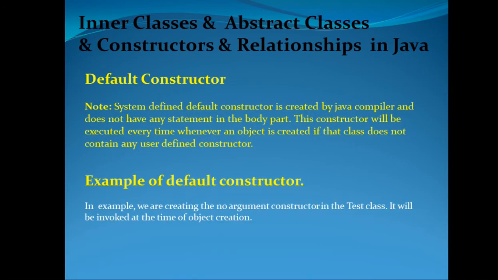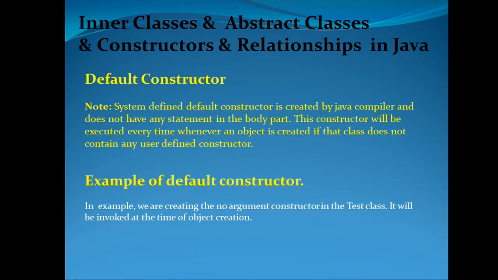Always note that the system-defined default constructor is created by the Java compiler and does not have any statement in the body part. This constructor will be executed every time an object is created, if that class does not contain any user-defined constructor. So in the example of a default constructor, we are creating a no-argument constructor in the Test class. It will be invoked at the time of the object creation.